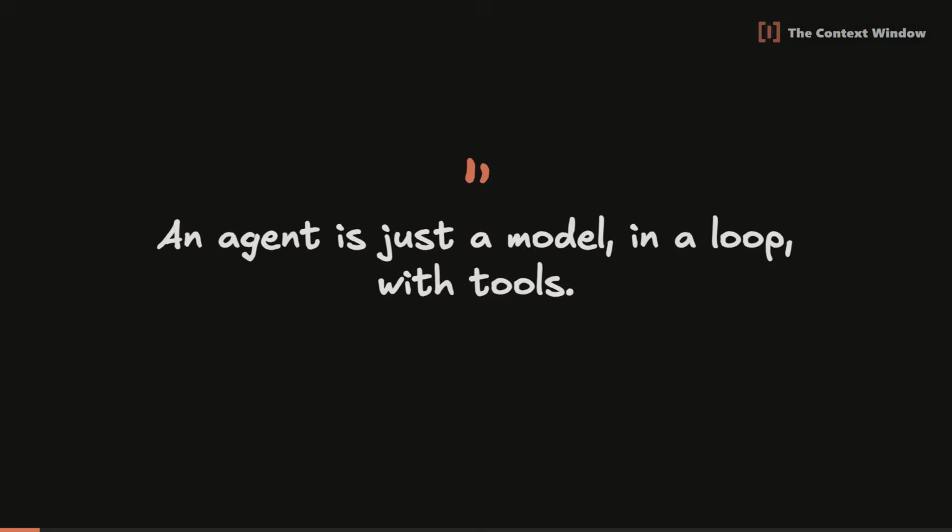Let's go. Strip away the buzzwords, and that's the whole concept. A language model, some tools it can call. A loop that keeps going until the job's done. That's it. The frameworks wrap this in classes and config and clever abstractions, but they're all hiding the same simple core. Once you see it, you can't unsee it. So let's build that core, one piece at a time.